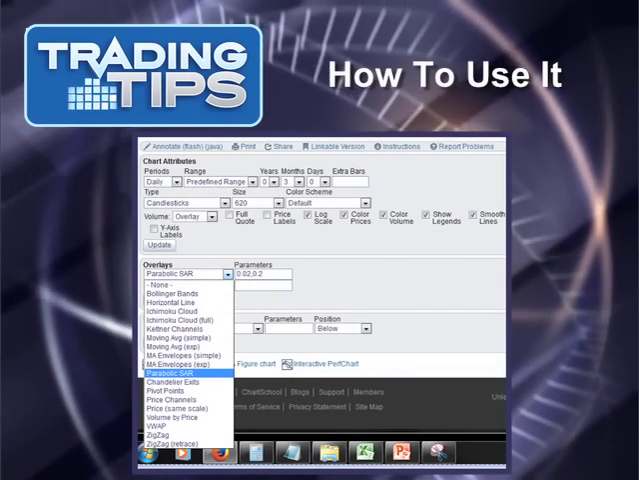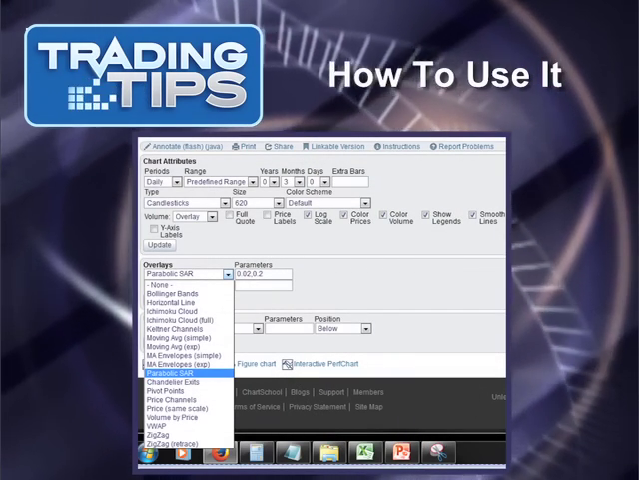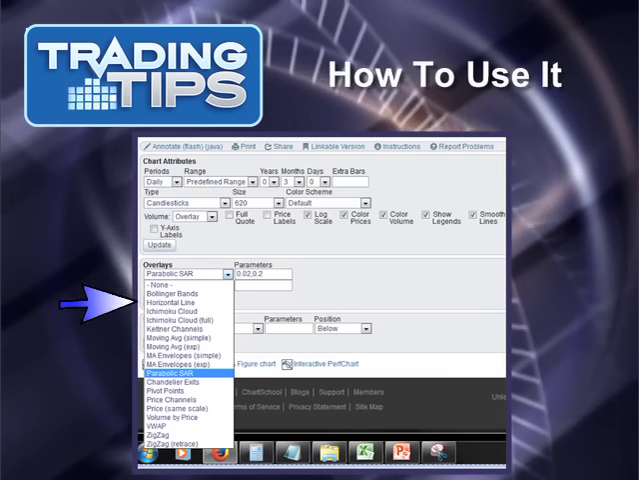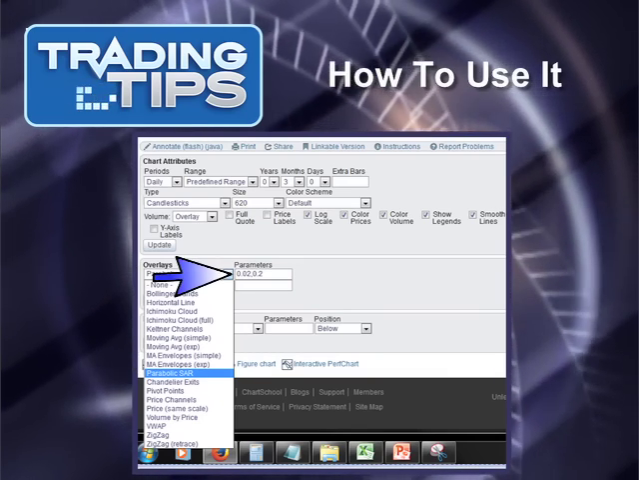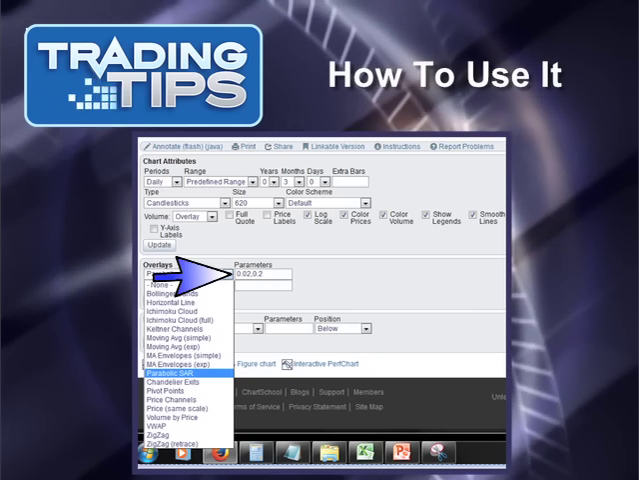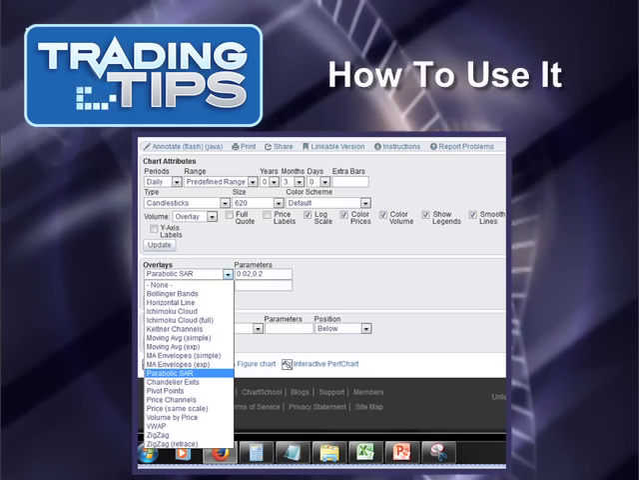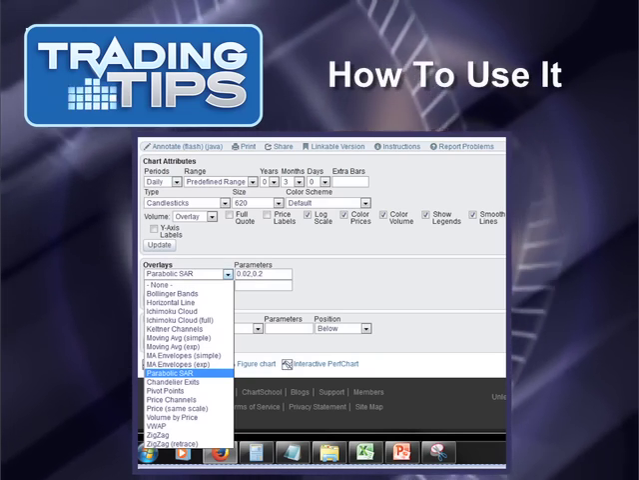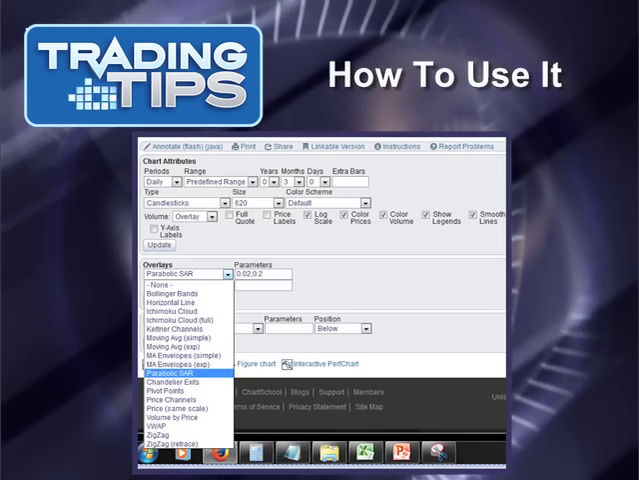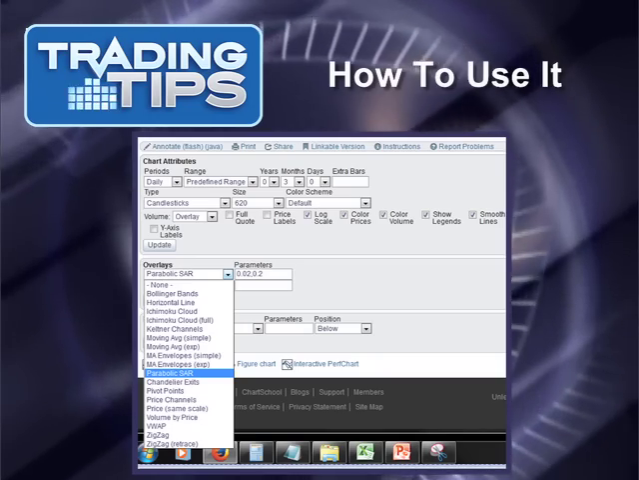You can add parabolic SAR to your own stock charts very easily. Just go to stockcharts.com and add the parabolic SAR as an overlay. Leave the default parameters of 0.02 and 0.2. These stand for step and leap factors that calculate the parabolic line. These details were omitted here but because they were discussed in greater depth in Trading Tips episode number 17, which can be found by searching parabolic SAR at tradingtips.com.